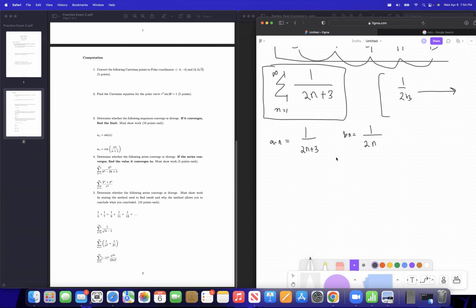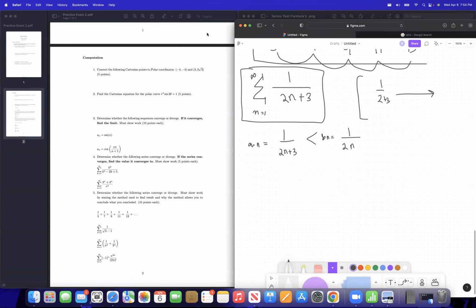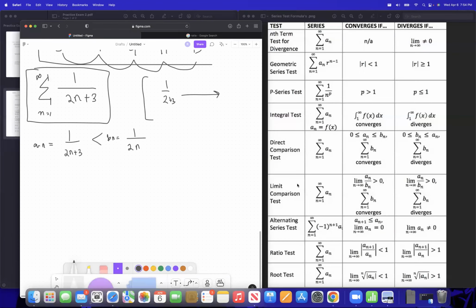And I clearly see that I'm adding stuff to the bottom here, so this fraction is actually going to be smaller. So it's kind of like this here, right? It's going to be b of n. And so what the comparison test says, the direct comparison test at least, is that if your b of n is greater than your a of n, which is what we have in this case, then your original a of n will converge only if your b of n converges.